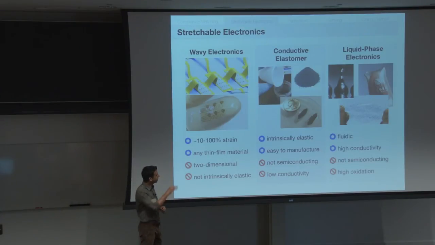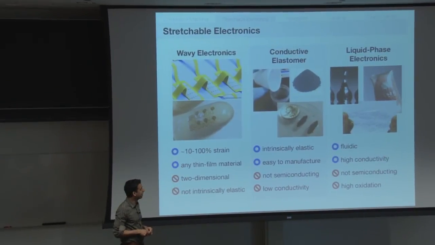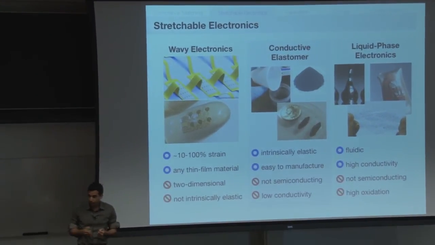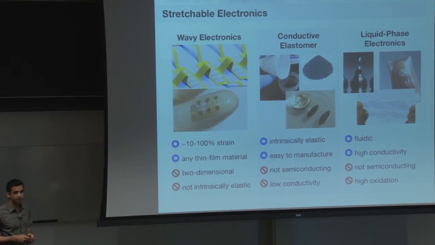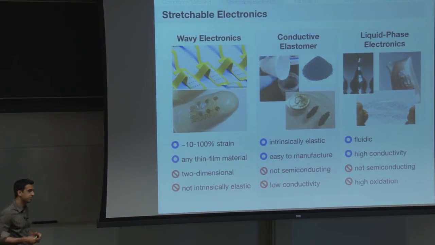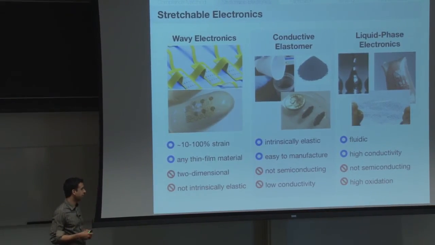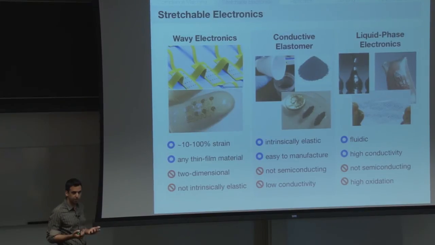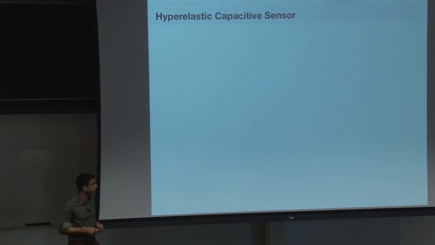What's special about liquid phase electronics, and why I'll spend most of this talk on this technology, is that in addition to being hyperelastic, highly stretchable electronics or wiring, these also function as hyperelastic sensors. You can use these to measure surface pressure, so detecting contact. You can use them for measuring joint angles, bending curvature, and also shear. I'll talk a little about some of these sensing modes with liquid phase electronics.